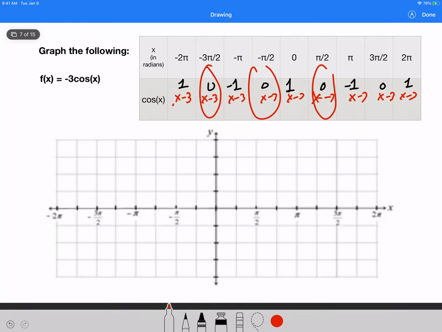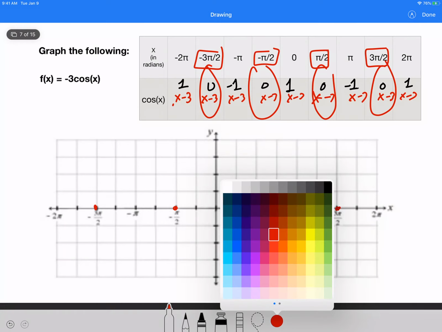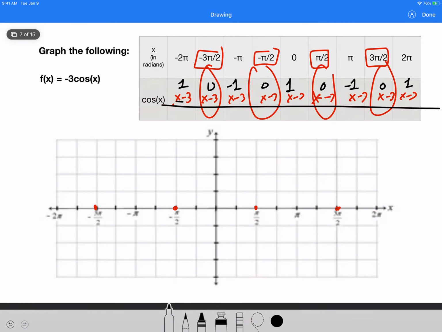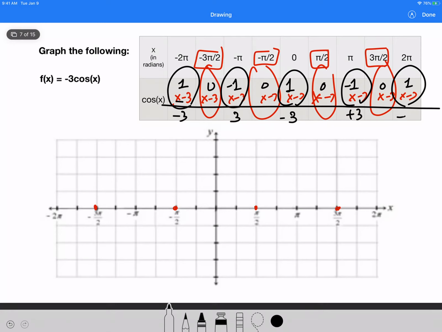All of these values that have zeros, they will still remain as zeros. So those are pi over 2, 3 pi over 2, negative pi over 2, and negative 3 pi over 2. So they'll all be staying at 0. Now the other values that are going to change, okay, are these guys right here. So those guys are going to be at negative 3, positive 3, negative 3, positive 3, and negative 3.